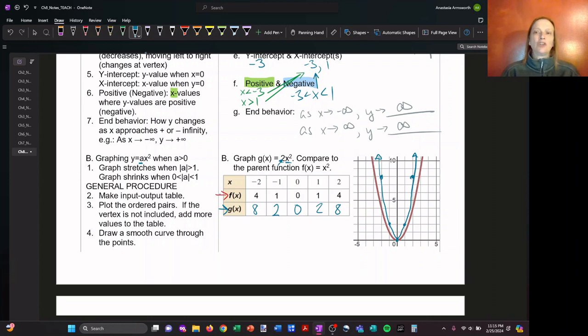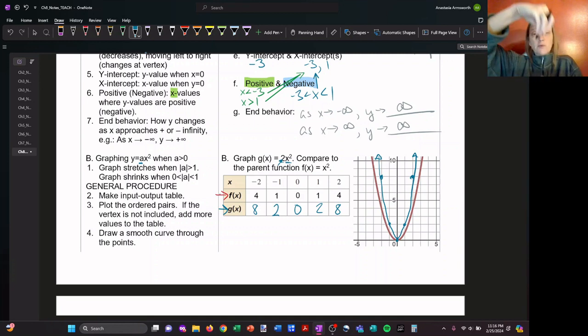So what didn't change about the graph? Well, both graphs open upwards. Both graphs share the same vertex and therefore the same vertical axis of symmetry. But in terms of what's different, we can see that G is narrower than F.